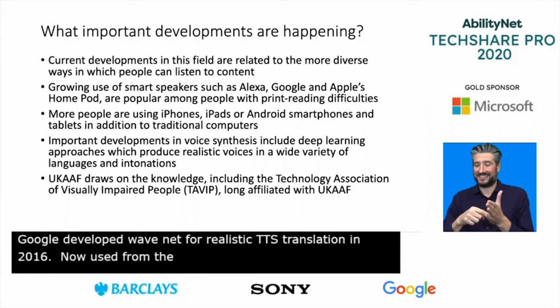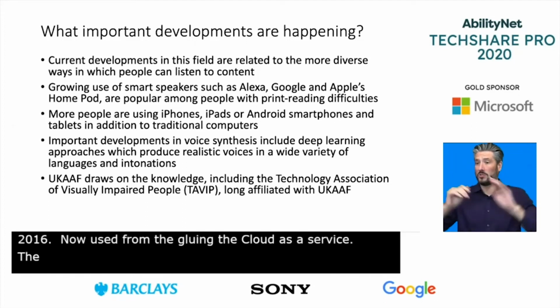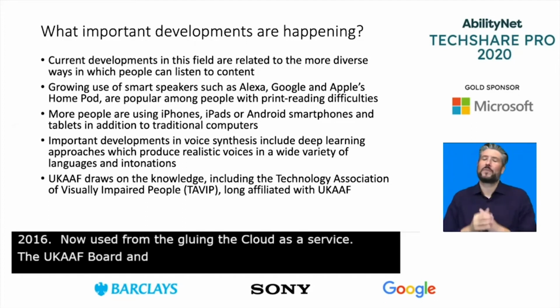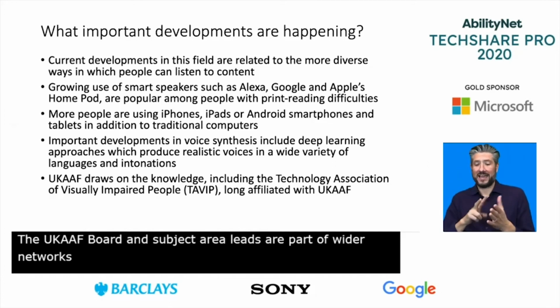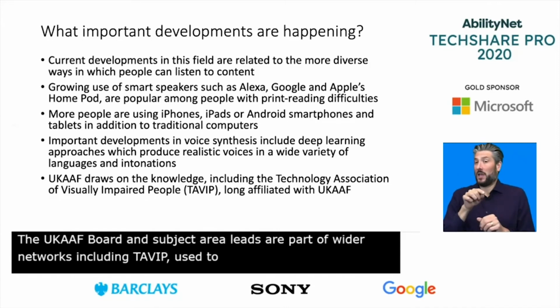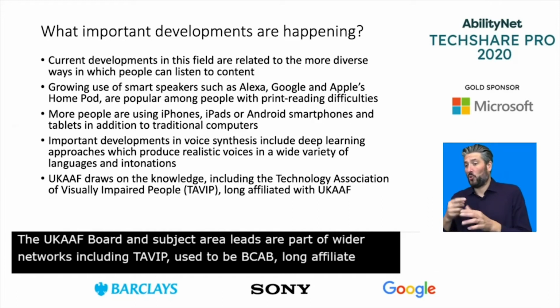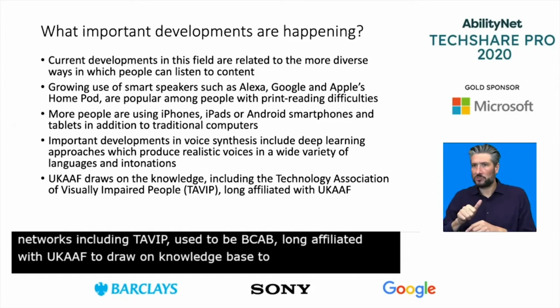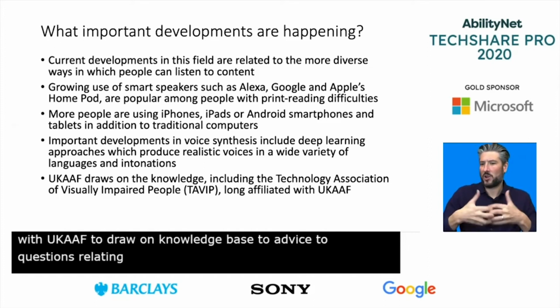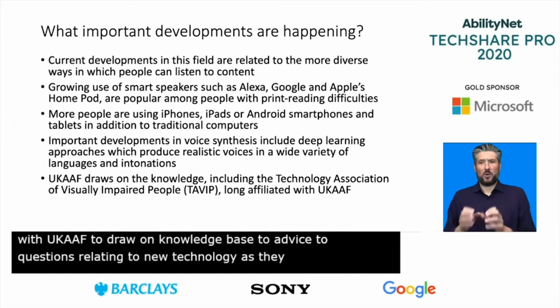The UKAAF board and subject area leads are part of wider networks, including TAVIP, the Technology Association of Visually Impaired People, which used to be called BCAB, long affiliated with UKAAF, and we can draw on this knowledge base to advise on questions relating to new technologies as they arise. So now I'll let you hear a few examples of the kind of things I've been talking about.